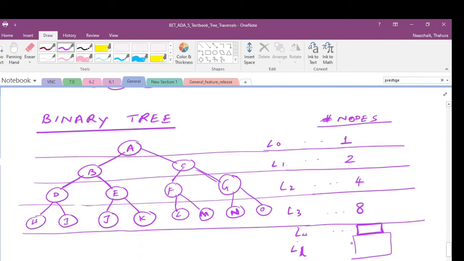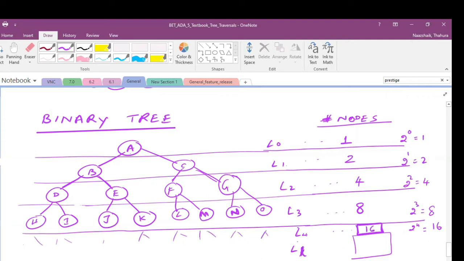It's like a pattern, no? So you can apply this. 2 to the power of 0 is 1. 2 to the power of 1 is 2. 2 to the power of 2 is 4. 2 to the power of 3 is 8. So if somebody says, give me the number of nodes at level 4, you can say 2 to the power of that level, which is 16. If you draw it, you will get 16 nodes, but even without drawing, you can guess.